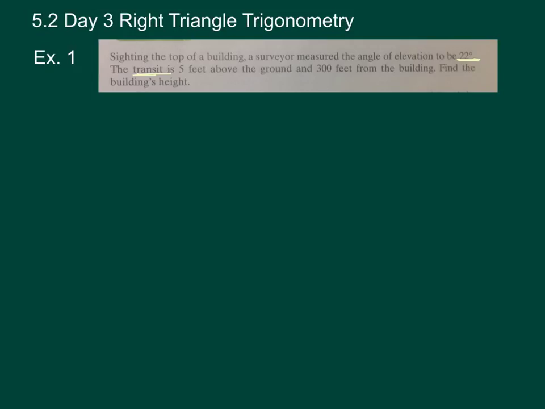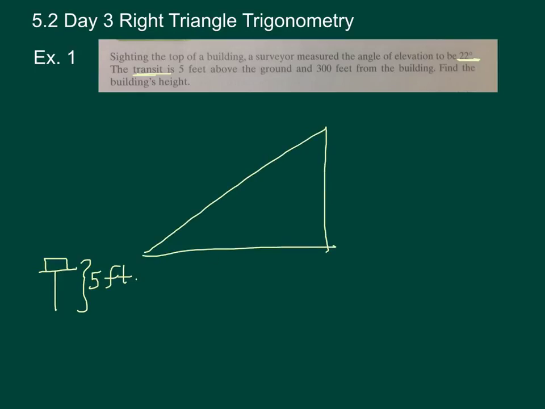So I'm just going to draw a pretend tool. And it is 5 feet above the ground. And 300 feet from the building. The angle of elevation, so that means that they're looking up, is 22 degrees. So they're looking up at the building. This is the building. And they want us to find this height.